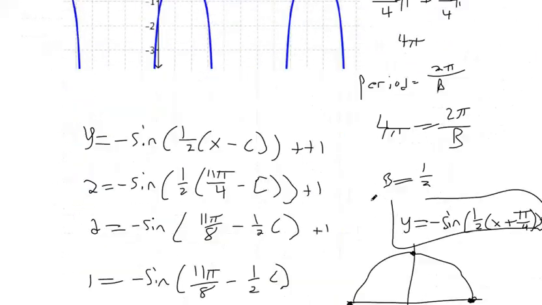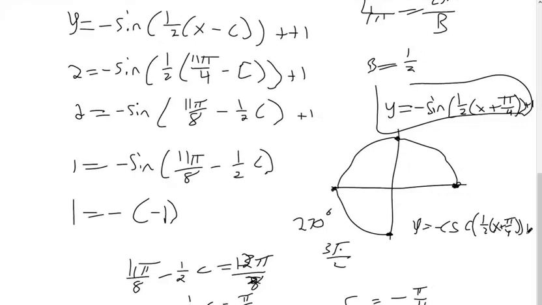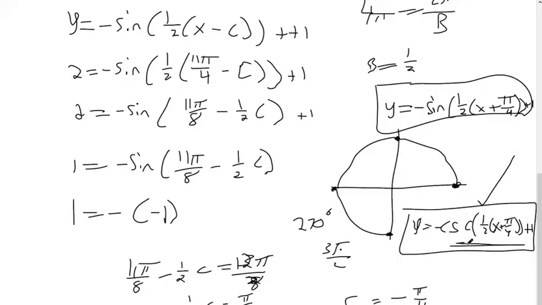Cosecant is the reciprocal of sine. So all you have to do for your final answer is y equals negative cosecant, CSC, 1/2 x plus pi over 4, plus 1. So that is our final answer. This is the black curve that we talked about, but this is the blue line that we were asked to graph in the first place.